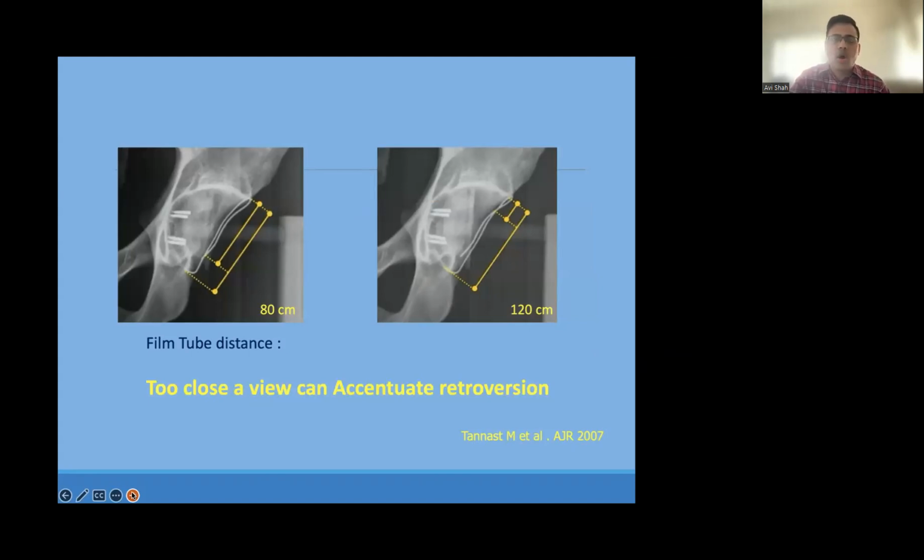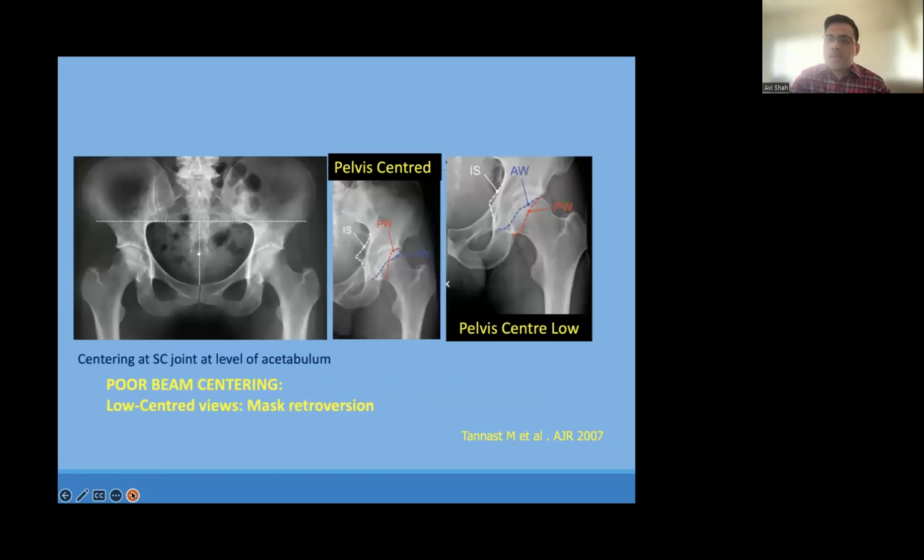Studies on fluoroscopy and IITV while doing PAOs have also shown that the closer your IITV and your beam is to the hip joint, the more it can accentuate retroversion. Another thing is regarding the centering. The centering should be at the level of the SC joint, at the level of the acetabulum, because poor beam centering and low centered views can mask and change your version interpretation. You can see the X-ray of a well-centered pelvis and a low-centered pelvis of the same patient and how it changes the versional profile.